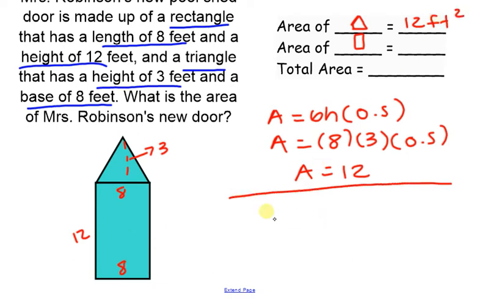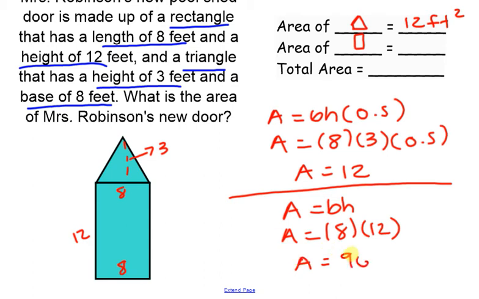Now we have this rectangle, so area equals base times height. The base is 8, the height is 12, and so area will equal 8 times 12 is 96. And so that's going to be 96 feet squared, and then we're going to add the 12 from the triangle, and that's going to be 108 feet to the second power.